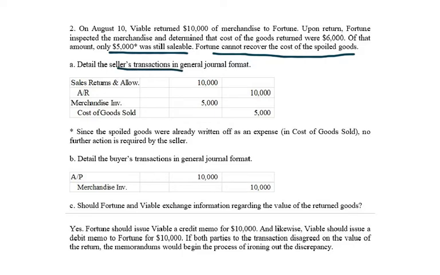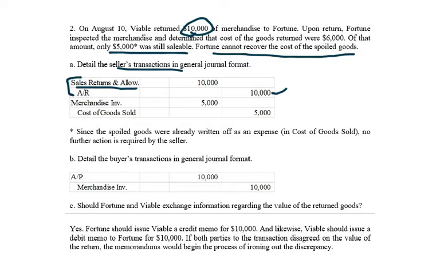So first, what do the seller's transactions look like? So once again, we're talking about Fortune Corporation. So first, what was the amount of the return? In other words, the invoiced amount. So that's going to be the 10. So for that, we're going to use a specialized account called Sales, Returns, and Allowances. Remember, that's a contra revenue. So you're going to debit that, and then you're going to credit that $10,000 out of AR because your customer doesn't owe you that money anymore. Right, so that makes sense.